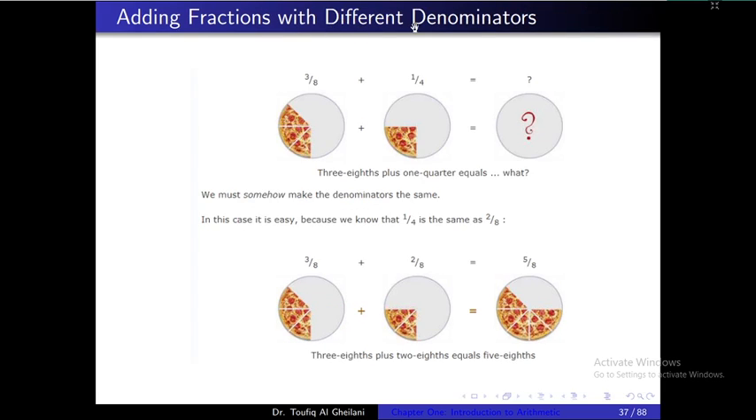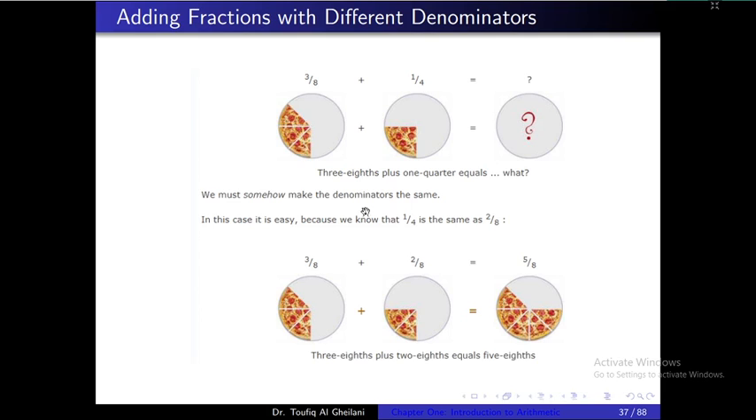Adding fractions with different denominators. For example, here 3/8 plus a quarter. We notice here the bottom, or the denominator, is not the same. So in this case, we must somehow make the denominator the same.